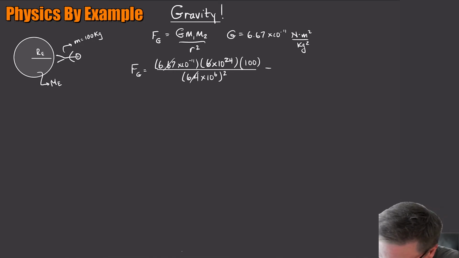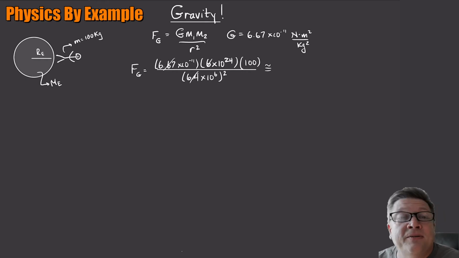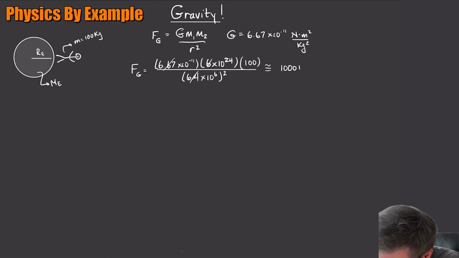And then I can totally do that because if I put my little squiggle over here, I can do anything I want. Okay, so now I just got powers of 10. So I got minus 11 plus 24. What the heck is that? That's like 13, right? And then I got 100, so that's 2 more. So that's 10 to the 15th over in the bottom, 10 to the 6th squared. That's 10 to the 12th. So that means that's 10 to the 3rd. That's 1,000. 1,000 newtons.